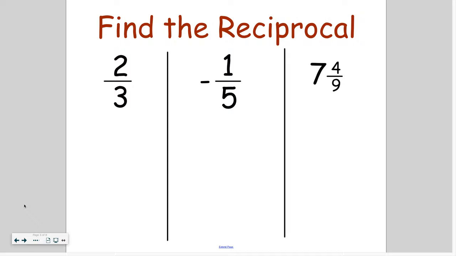First, looking at the fraction 2/3, when we are finding the reciprocal of that, we are flipping it upside down, so 2/3 changes into 3/2.